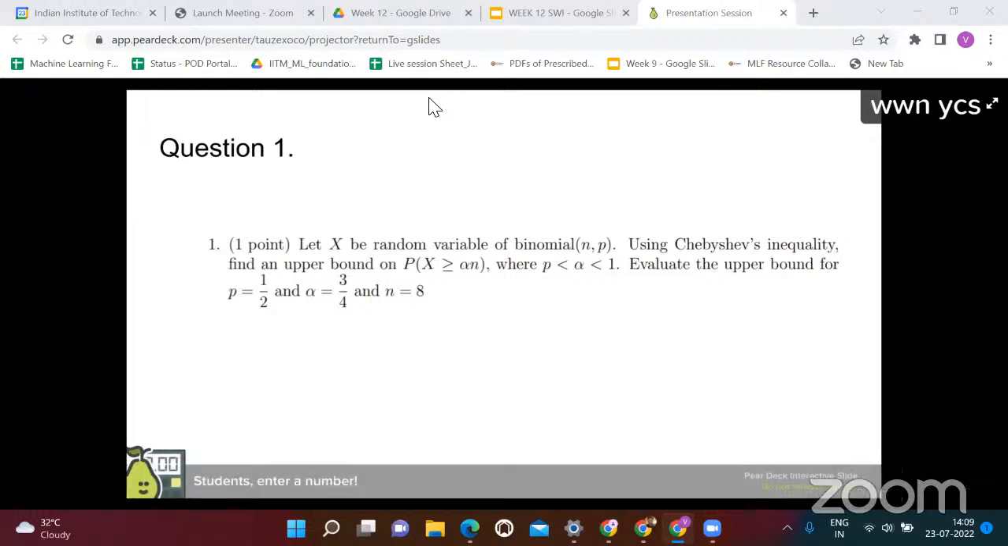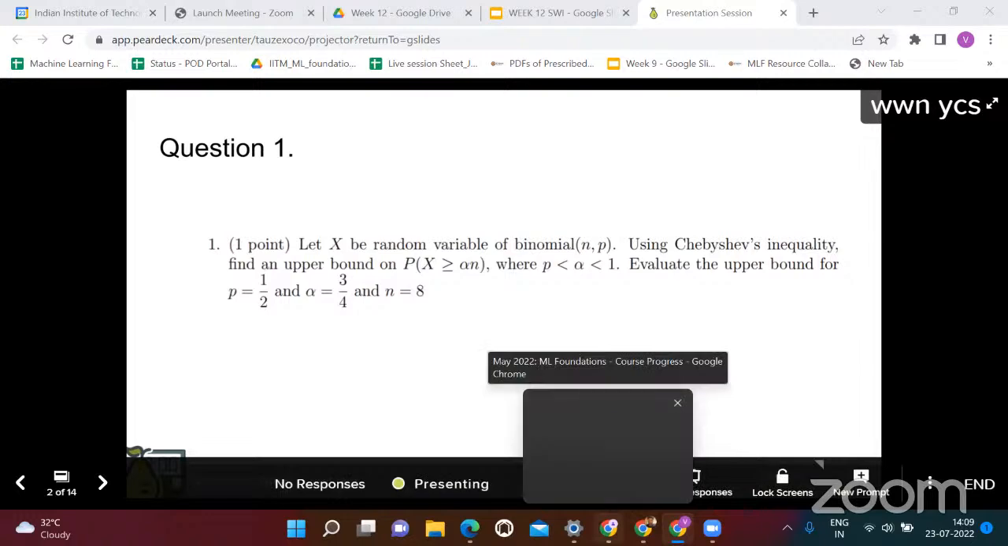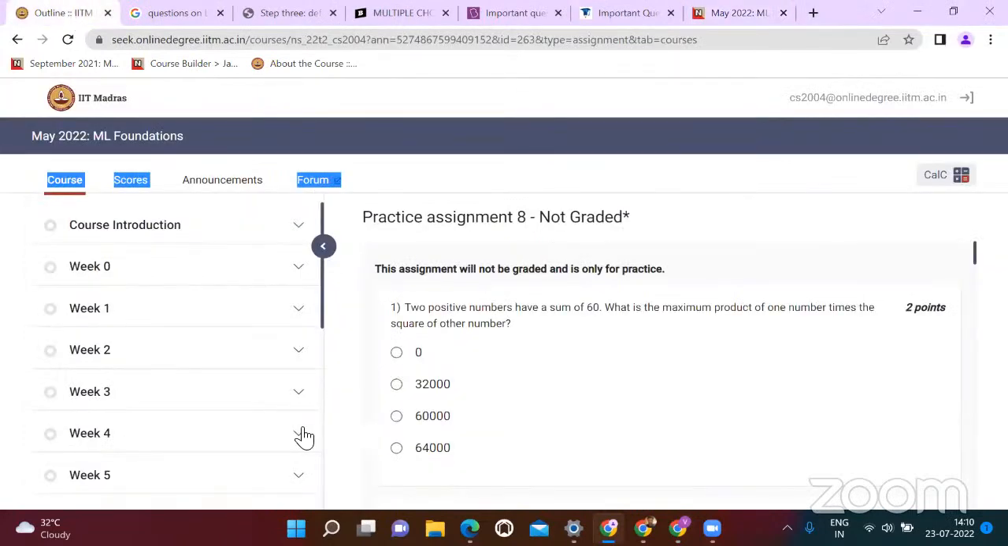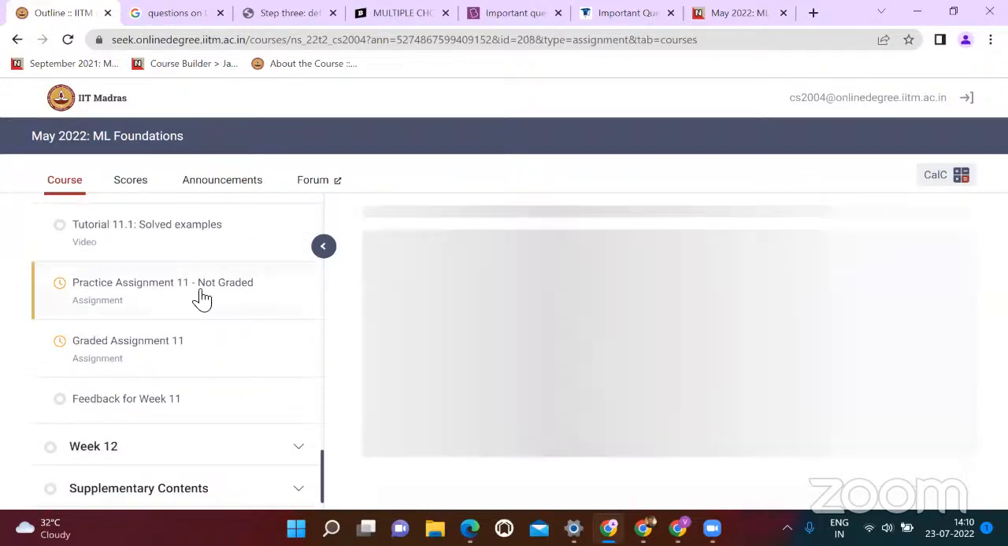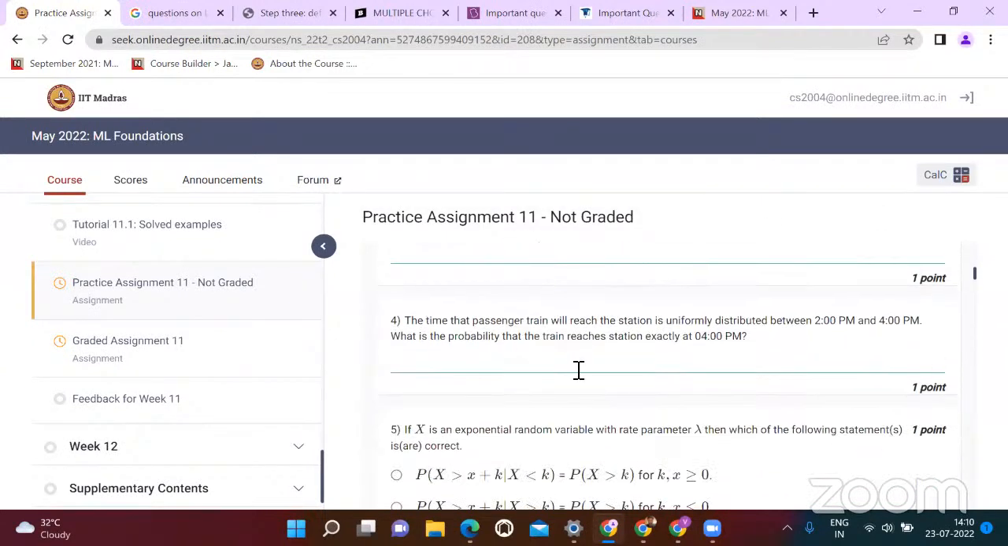Excuse me, sir. In the practice assignment for week 11, there is question number 4 and question number 10. Question number 4 appears to be wrong. It is asking for 4 p.m. and the answer has been given as 4:30 p.m. Okay, wait for a second, I'll go through that. Week 11 practice assignment, right? Which question? Fourth question.